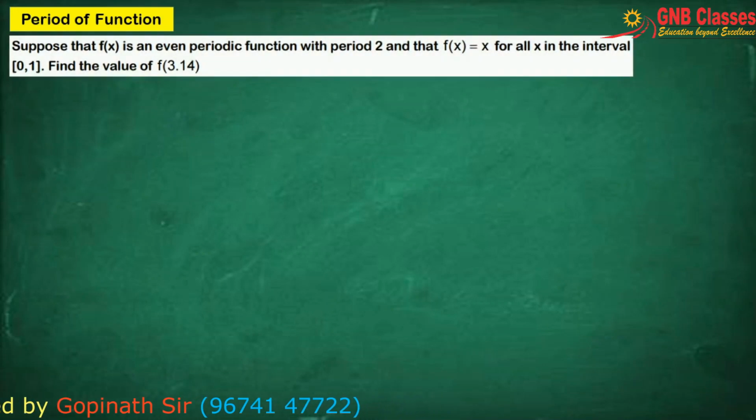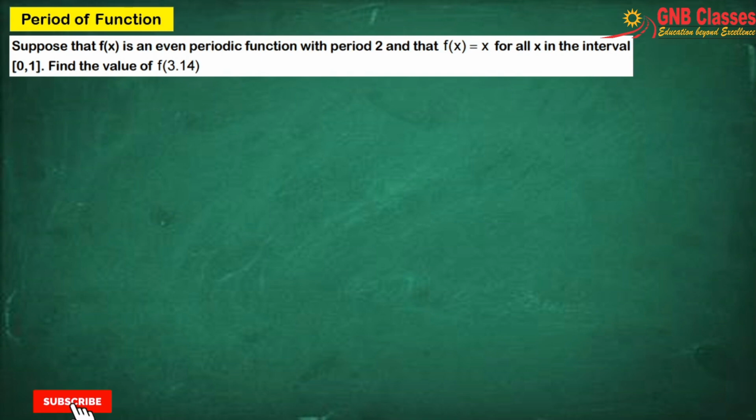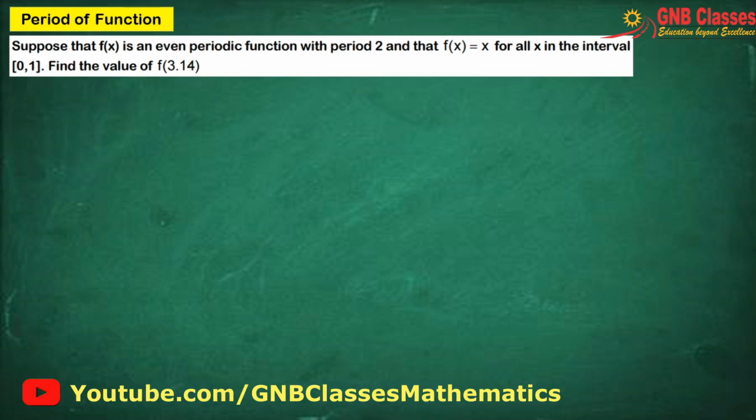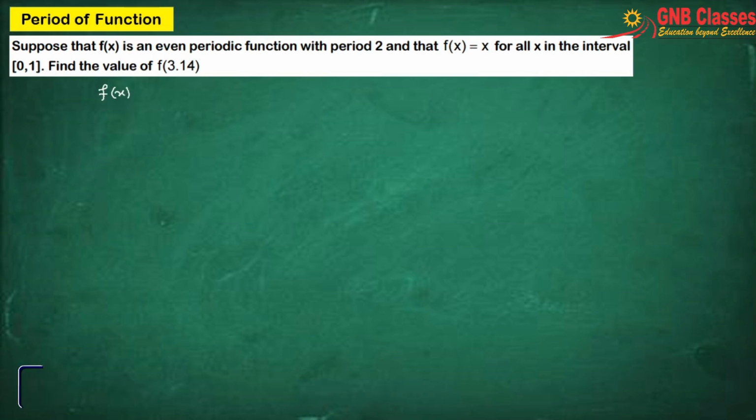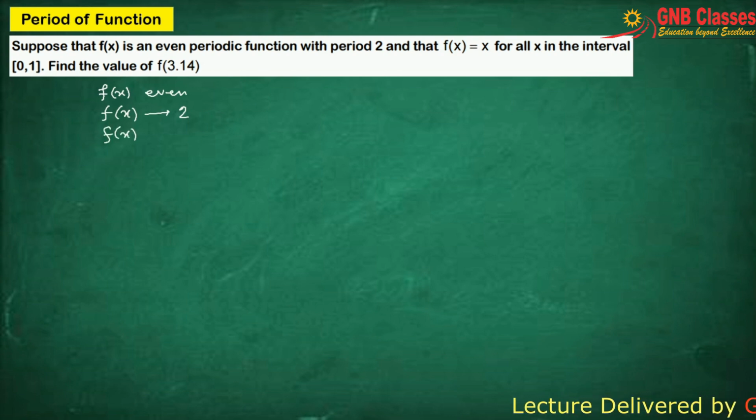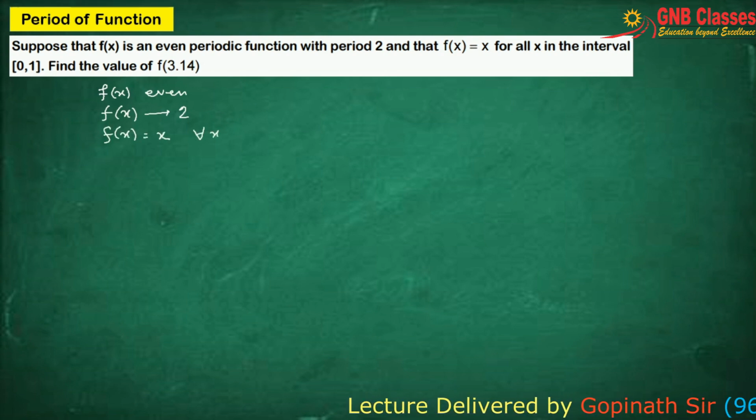See this question. They have said that f(x) is an even periodic function with period 2, and f(x) is x for all x in the interval (0, 1). Then we have to find the value of f of 3.14, right? Now, let me write that f(x) is an even function and f(x) is a periodic function with period 2. And they have said that f(x) equals x for all x belonging to (0, 1).